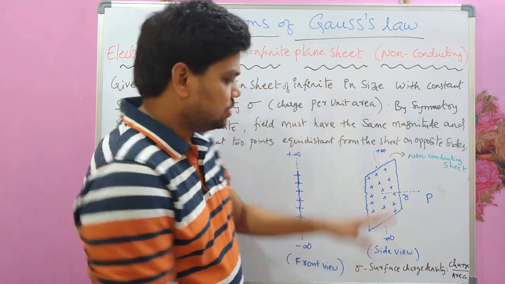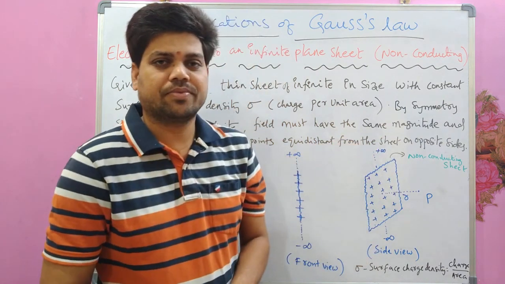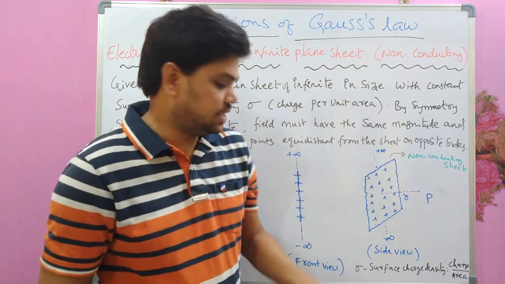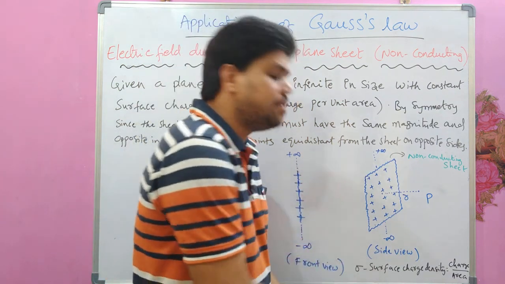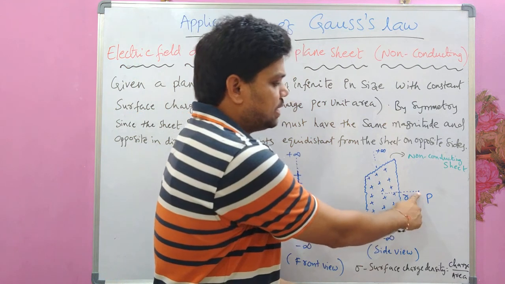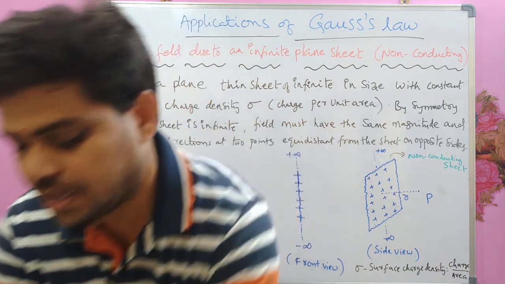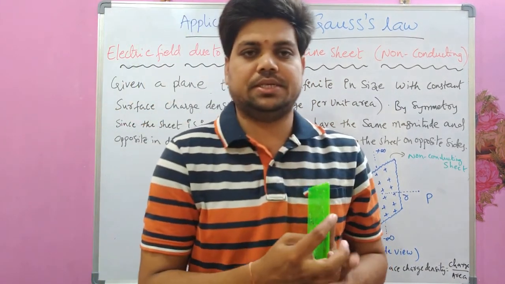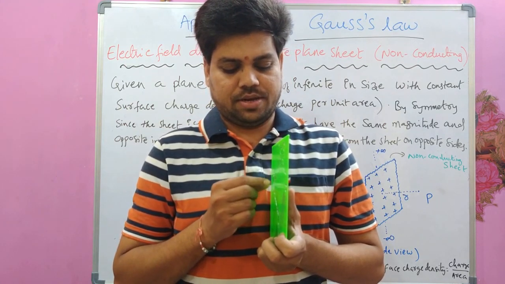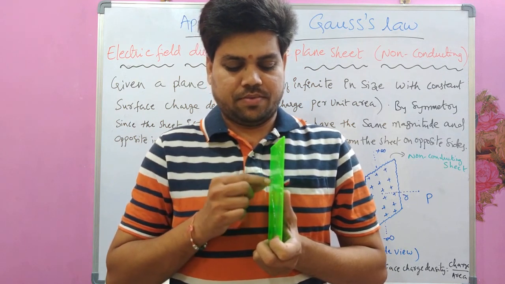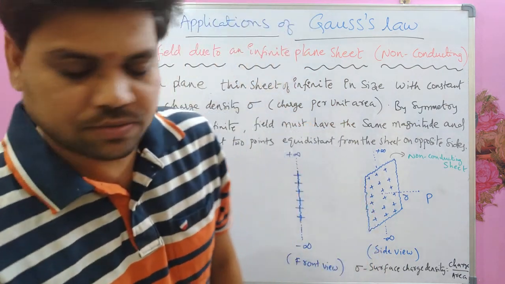Remember this. So this is the sheet on which the charge is distributed uniformly and charge per unit area is given, that is sigma, the surface charge density. And our aim here is to find the electric field at this particular point P, which is nearby, at a distance of small r. If this is a sheet, I would like to find the electric field somewhere here, very near to it. So this is what the problem is.